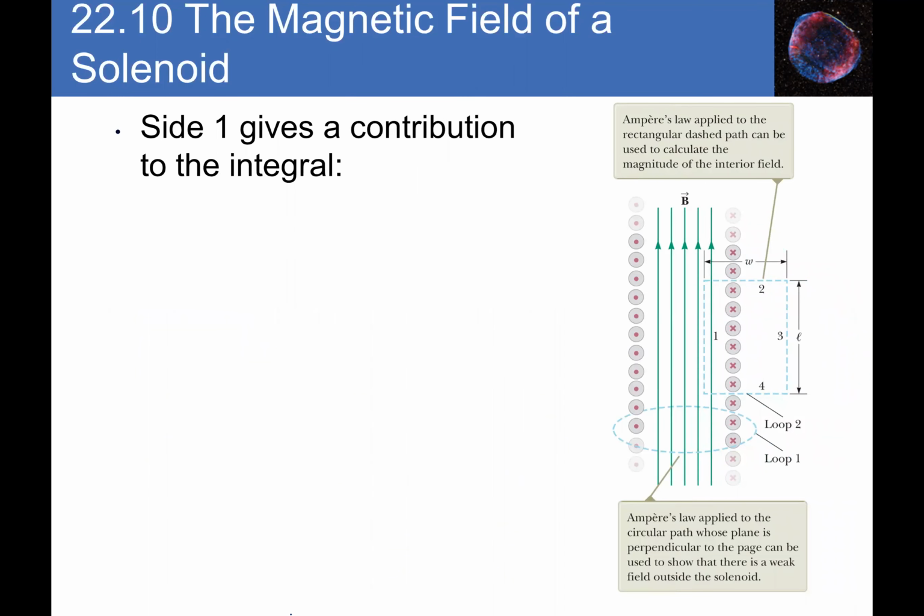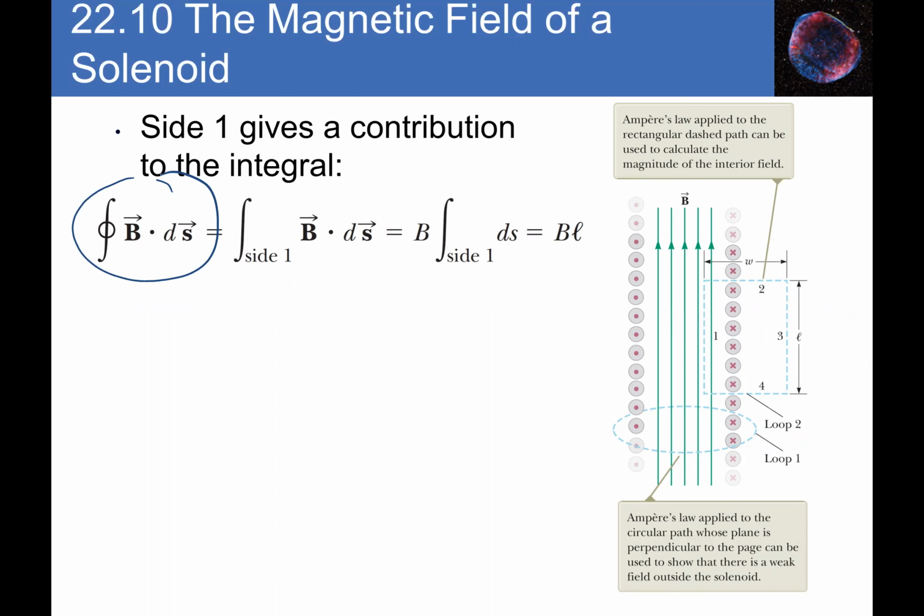For path 1, or side 1, the integral is just the closed loop of B dot ds. Along that line the magnetic field is constant, so I can remove it from the integral, and it becomes the integral of ds. The integral of ds is just the length from one end, let's say A, to the other end, B, and that's nothing but length L. So the left side equals B times L.